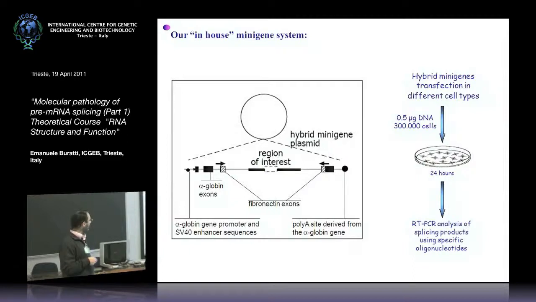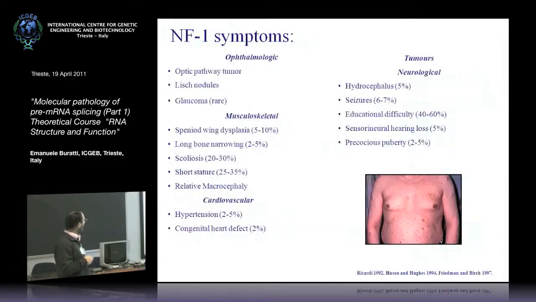And in this mini-gene approach, just to show you an example, we have used it to actually screen for neurofibromatosis mutations. So neurofibromatosis is another inherited disease that gives a lot of problems at the musculoskeletal, ophthalmologic and cardiovascular level. It is characterized by the appearance of these café au lait spots, which are small tumors that actually appear all over the body.